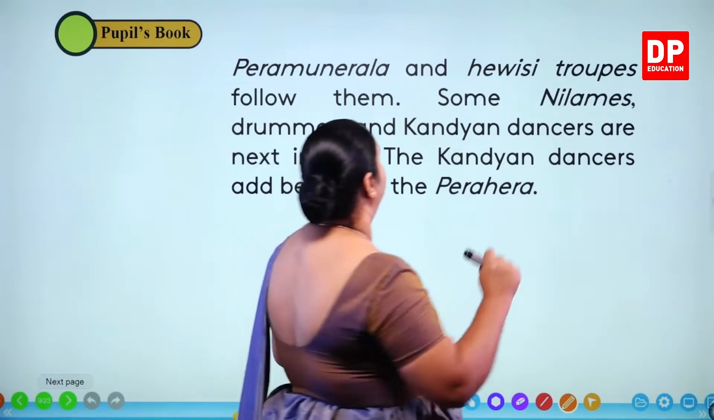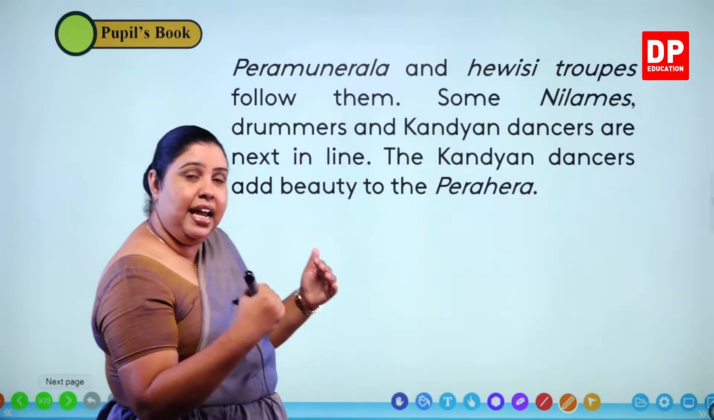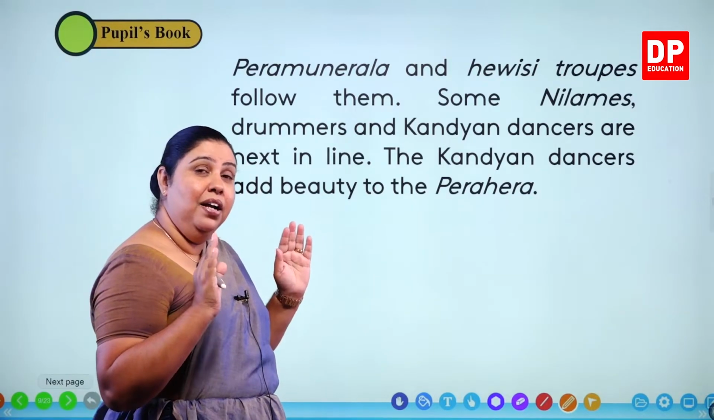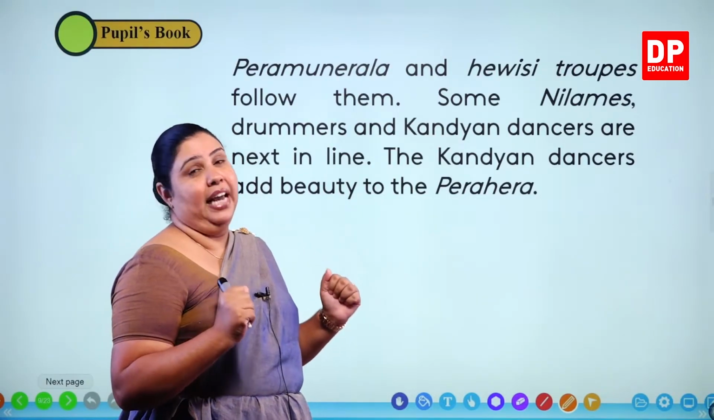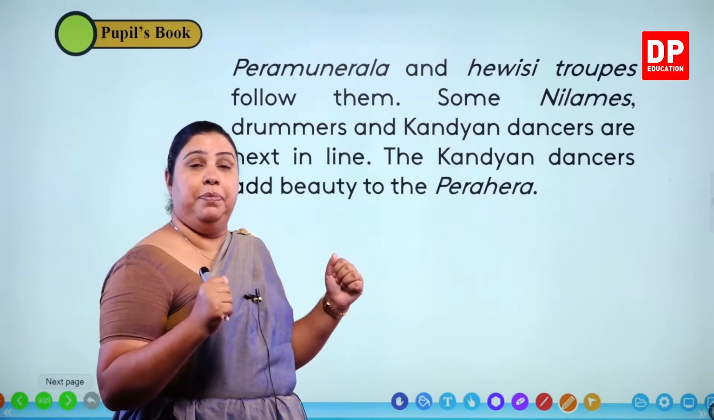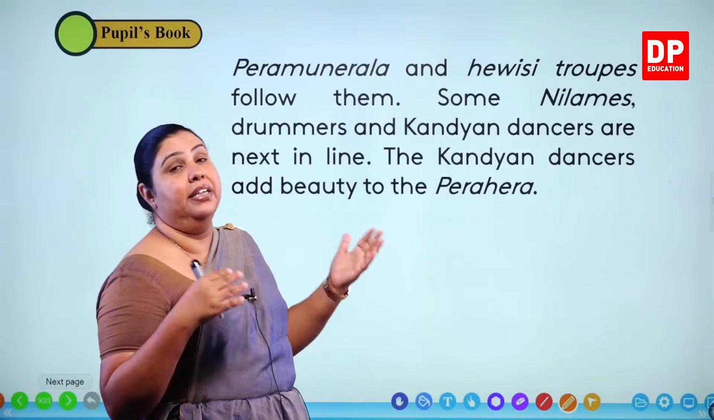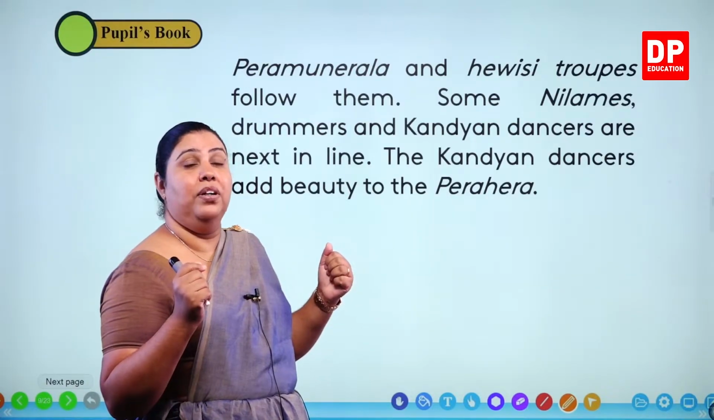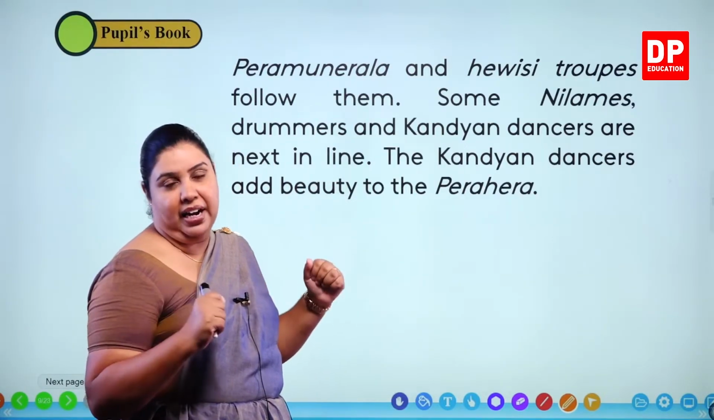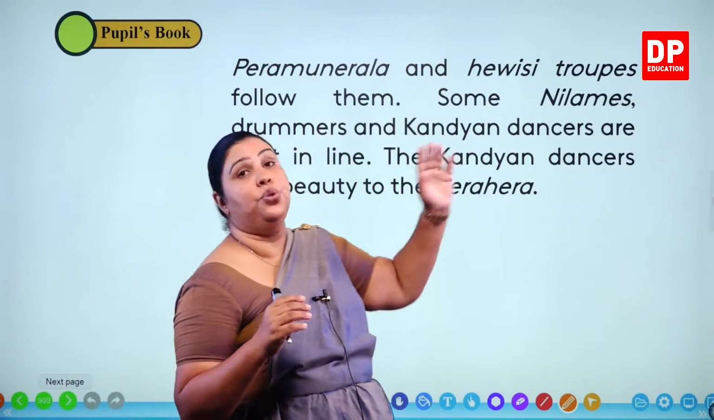One of the most important people who lead the perahera, after the whip crackers and the flag bearers, the fireball acrobats and all of them, comes the main person, the Peramune Rala. Then the Peramune Rala is followed by the Hevisi troops.